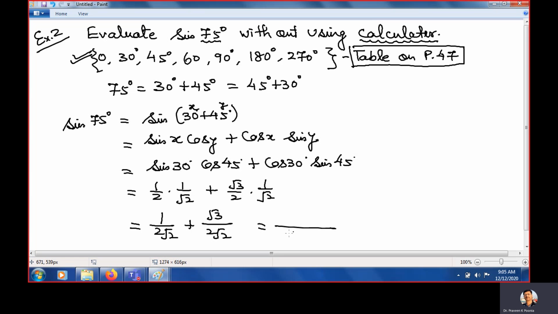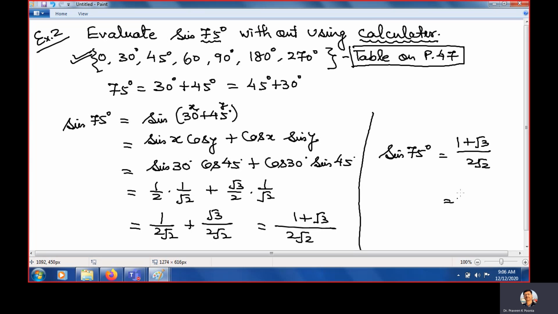2 root 2 is the LCM, and if you take the LCM, the answer is 1 plus square root 3 upon 2 root 2. So what is the value of sine 75 degree? Sine 75 degree value is 1 plus root 3, or root 3 plus 1, upon 2 root 2. So no need to get confused. It is the value of sine 75 degree.